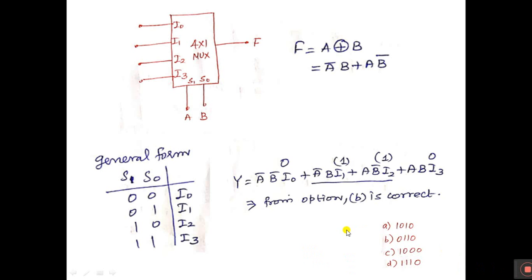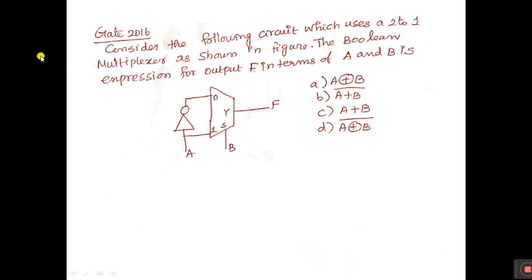Next question. This question was asked in GATE 2016. Consider the following circuit which uses a 2 to 1 multiplexer as shown in figure. The Boolean expression for output F in terms of A and B is. It's a very simple, direct question asked in GATE 2016.